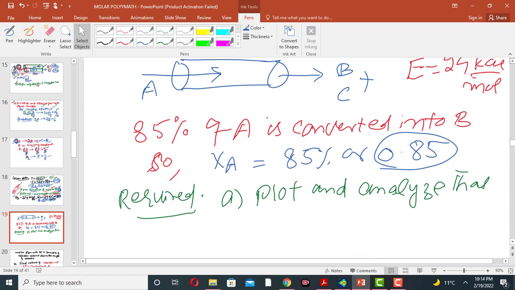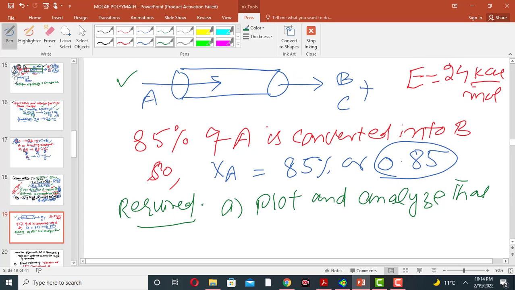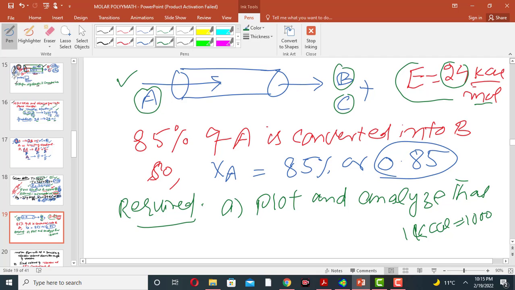Now we assume that our reactor is a PFR. So this is our PFR reactor. A is converted into B and C. The activation energy is also given to us, 24 kilocalorie per mole. Remember that 1 kilocalorie is equal to 1000 calorie per mole, and 85% of nitrogen oxychloride is converted into product B. So conversion of nitrogen oxychloride is 85% or 0.85.